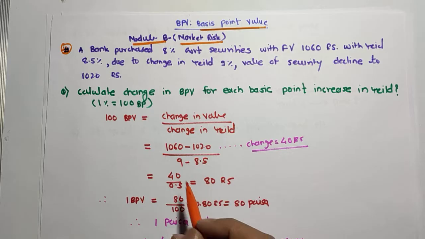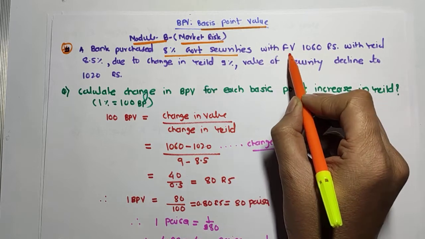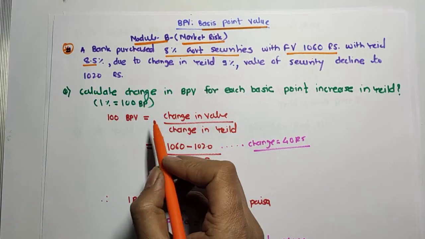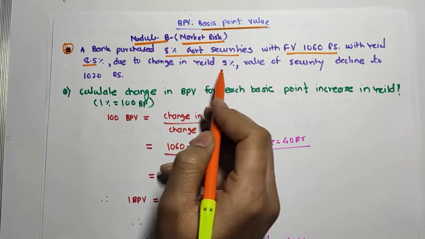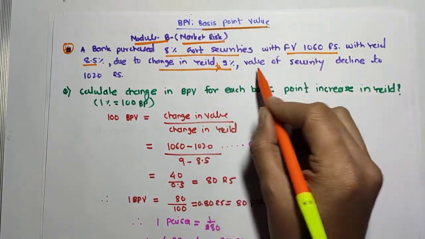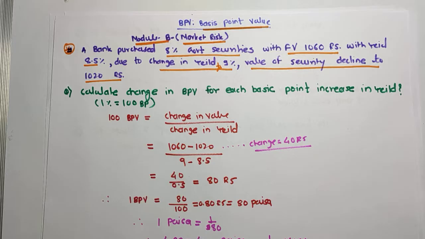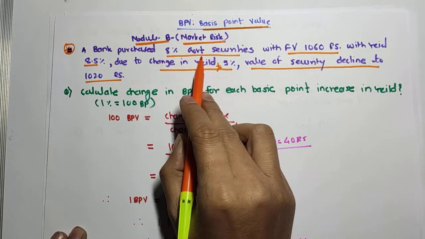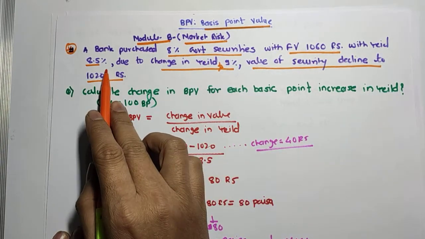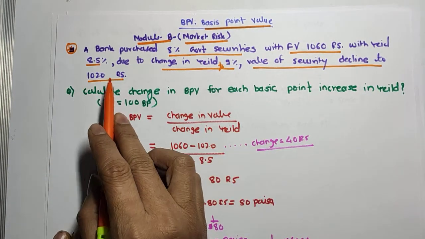See, in the very first numerical, a bank has purchased 8% government securities with face value 1060 rupees with yield of 8.5%. Due to change in yield, that is, yield has changed to 9%, the value of the security declined to 1020. They have given the information that the bank has purchased 8% government securities with face value of 1060 rupees with yield 8.5%, but due to the change in yield to 9%, the security declined to 1020 rupees.